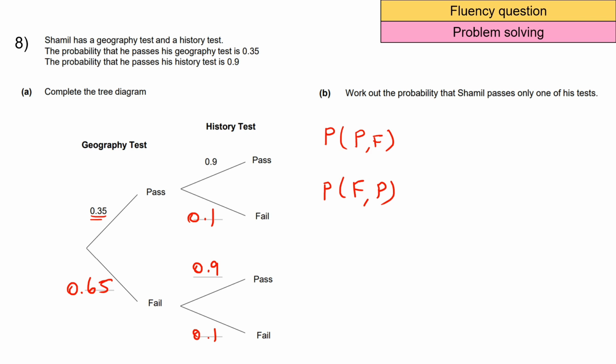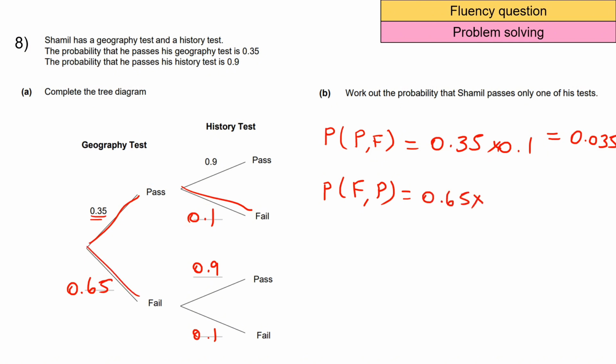So if they were to pass the first time, it would be 0.35 multiplied with failing the second time. It's going to be passing, failing, 0.1. And that gives us 0.035. And failing the first time round is going to be 0.65 times passing the second time round, which is going to be 0.9. That's going to be 0.585.